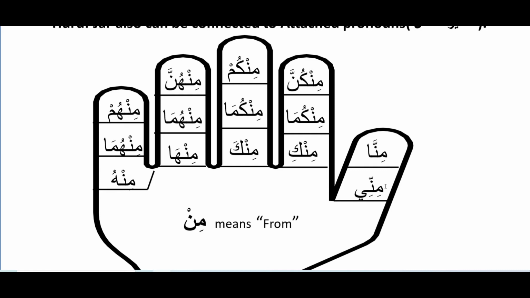So you will learn all from ya, na, ki, kuma, all the way until hum, right? That means the dhamir of ana, nahnu, anti, antuma, antunna. It is quite straightforward. So for min, we start from the position of ana here. The palm diagram is the key of our lesson. So we have to start with the ana position.